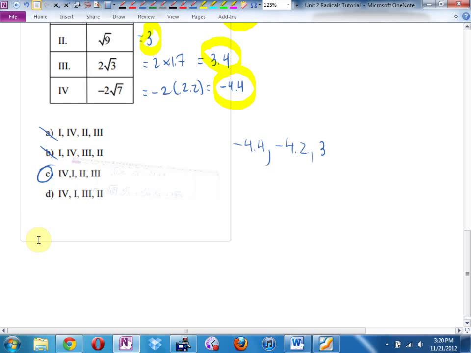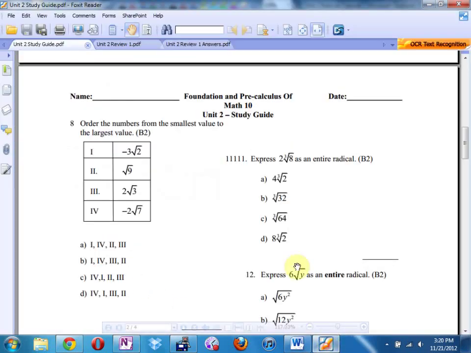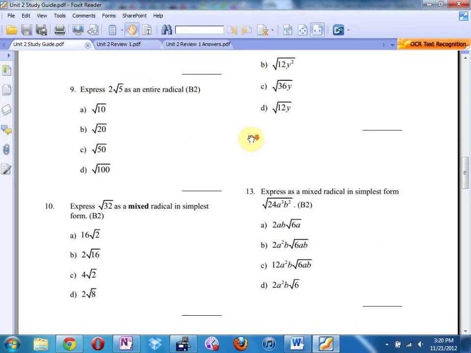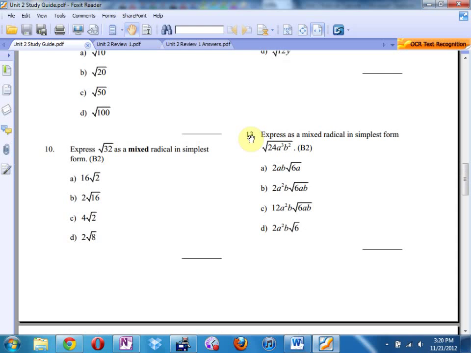I'll stay after school today till 4 o'clock. Oh, I probably will anyways. Yep, Brianna. 13 on Unit 2 study guide. This one here, number 13. Yes, I like this question.